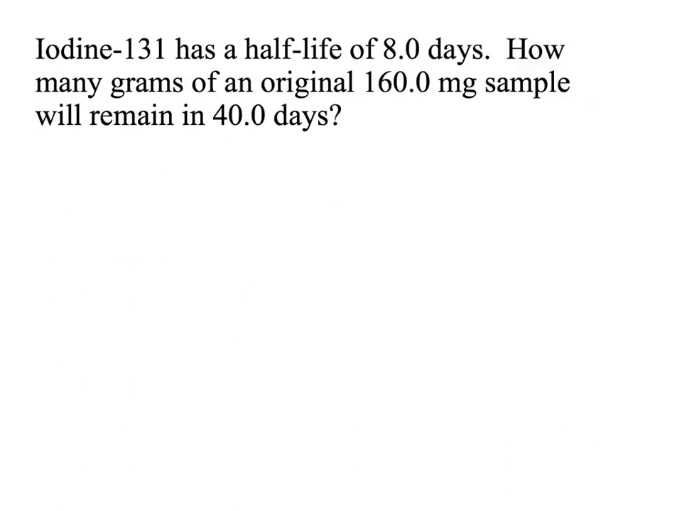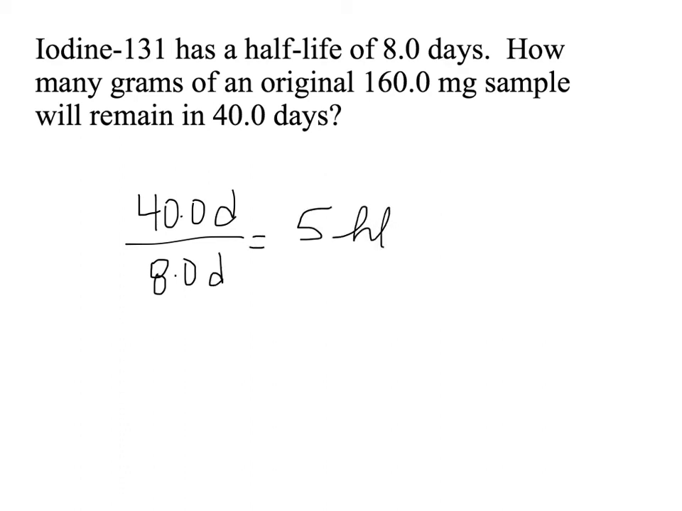Alright, in this problem you'll notice that I have the elapsed time and the known half-life. So if I take 40 days, which is the elapsed time, and divide it by the known half-life of this radioisotope, that tells me that 5 half-lives have elapsed in that amount of time. I want to know how much is left from the 160 milligram sample. That tells me I started with 160 milligrams. I'm going to basically just halve this 5 times. So that's going to give me 80.